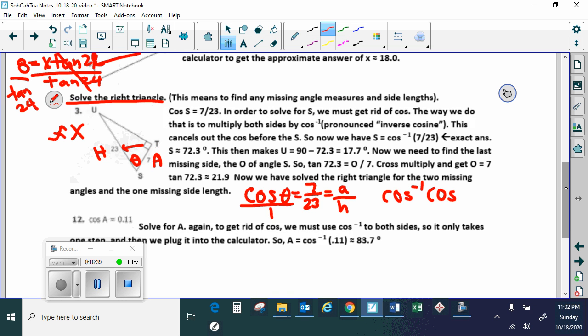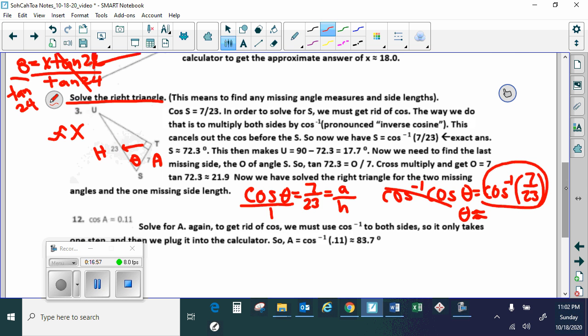They cancel each other out. Whatever I do to one side, I must do to the other side. Okay, so those cancel out, so I get theta equals this exactly, but whenever we're dealing with that, we're usually looking for approximate answers. Putting the calculator around to it.